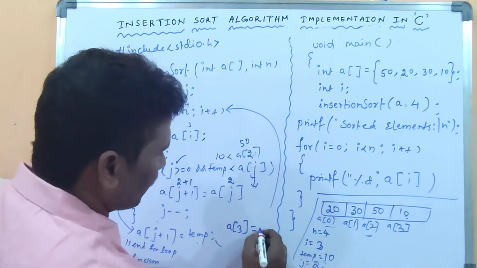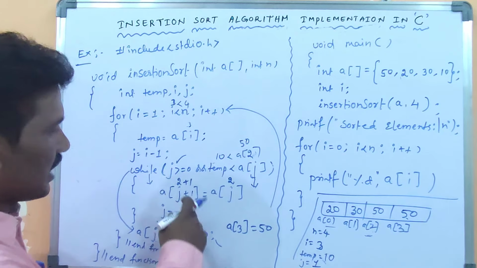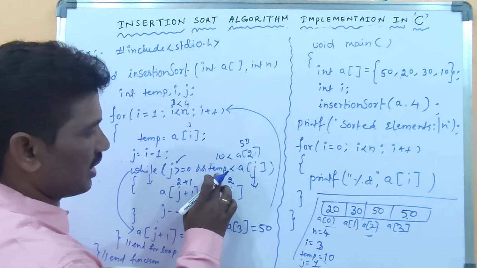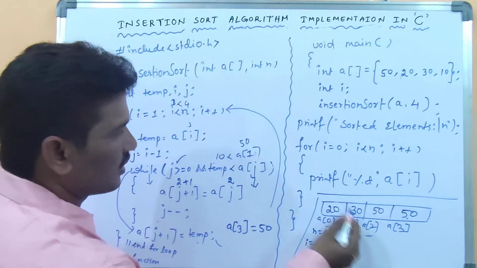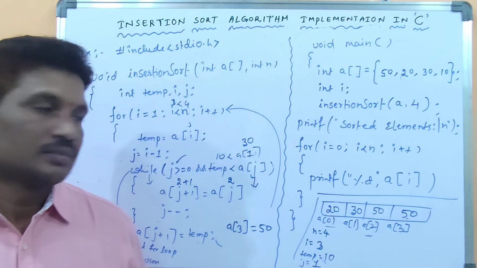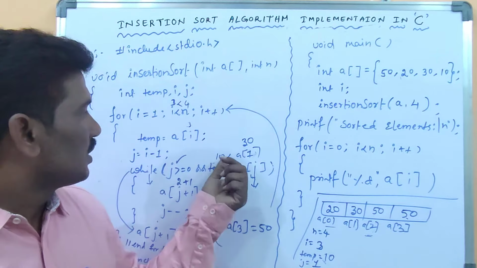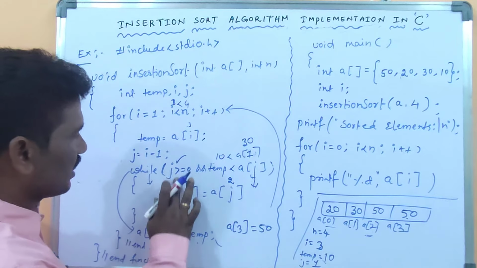Okay, the 50 will come to here. Then J is decremented by 1, J value becomes what? 1. Then J greater than or equal to 0 condition returns true. Temp value 10. Then A of 1. A of 1 is what? 30. A of 1 is 30. Then 10 less than 30, condition returns true or false? It is true. Then again it will come to here.